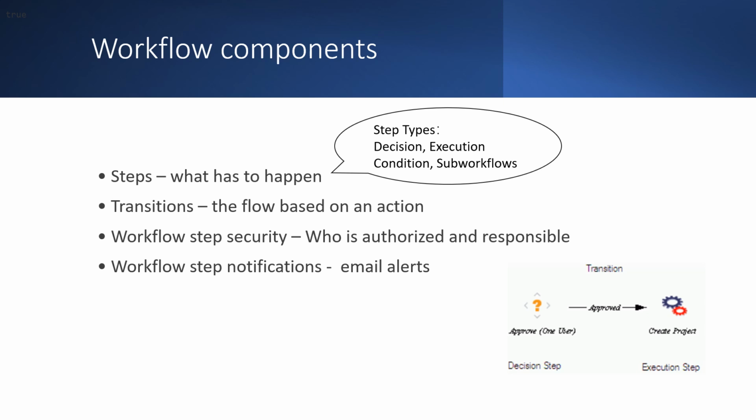Please note each workflow must have a begin step and a close step. The begin step usually is a decision step, and the close step is an execution step that marks the request as completed. Transitions are rules that logically connect workflow steps, and workflow security determines who has permission to execute or choose a result for a workflow step. Notifications are email alerts sent out at specific workflow steps.